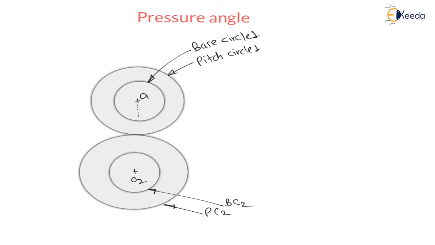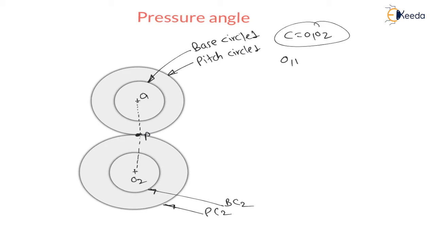If I join them, it is center distance between O1 and O2. C is equal to O1 to O2, that we have already calculated. And let us say the contacting point is here. For this, the contacting point is here. Let us say this contacting point is point P, right?